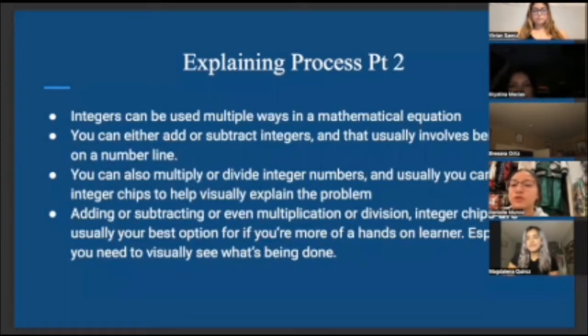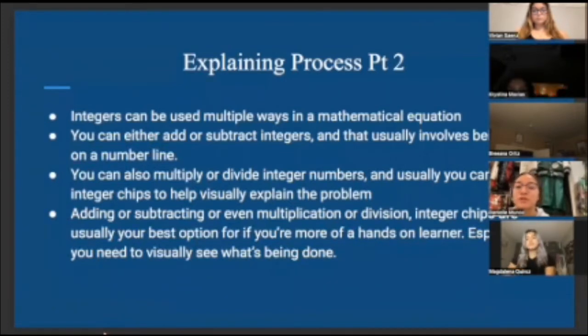Also, for the explaining process, we'll explain how an integer can be used in multiple ways in a mathematical equation. You can either add or subtract integers, and that usually involves a number line. You can also multiply or divide integers, and you can use integer chips to help visually see how the problem is being explained. Integer chips are usually your best option if you're a hands-on learner and need to visually see what's being done in front of you.